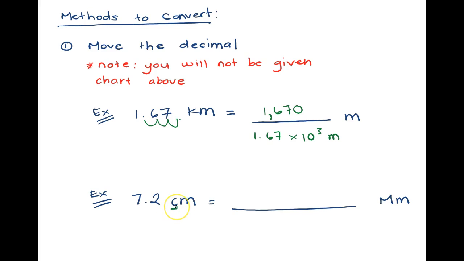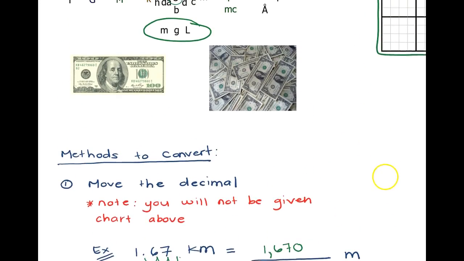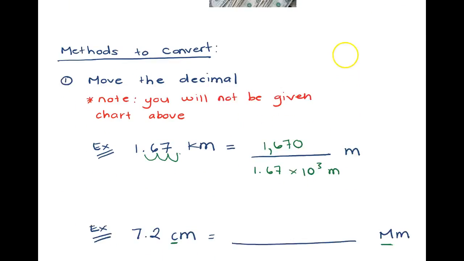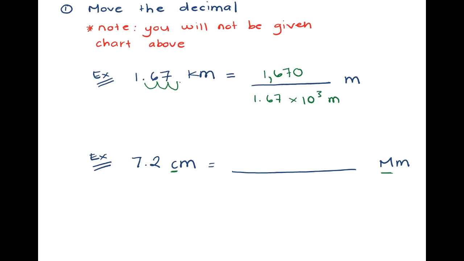So I have centi, and I'm converting to megameters. Let's do the exact same thing and figure out how many times we have to move the decimal place. I'm going to go back up. I'm going to start at centi here, and I have mega here. Let's see how many times we have to move. So 1, 2, 3, 4, 5, 6, 7, 8 times, right? So I move from the right to the left.